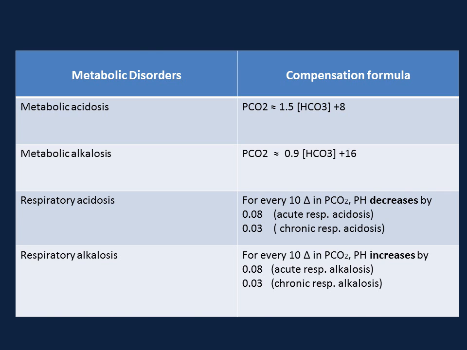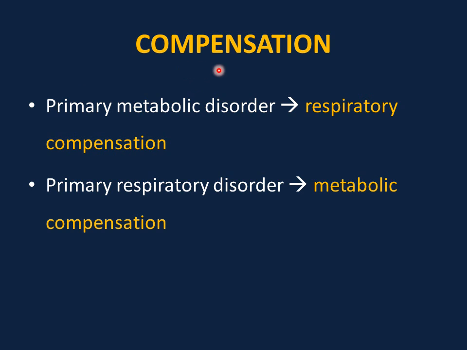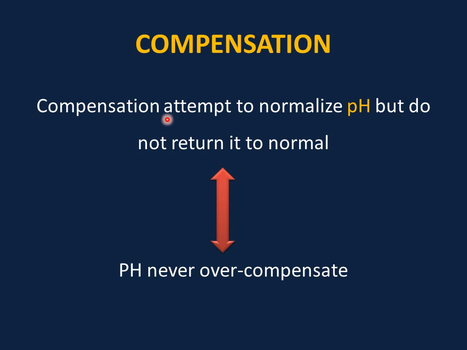I would like to emphasize certain facts about the compensation before we start the practice cases. For a primary metabolic disorder, the compensation is respiratory compensation, and for a primary respiratory disorder, the compensation is metabolic compensation. So metabolic is compensated by respiratory, and respiratory is compensated by metabolic. Know that the compensation attempts to normalize the pH but does not return it to normal. Also, the pH never overcompensates. So if the pH changes, there is something else but not compensation.